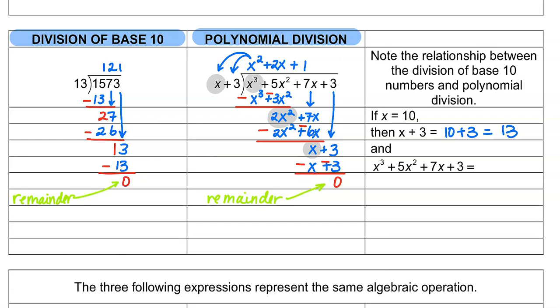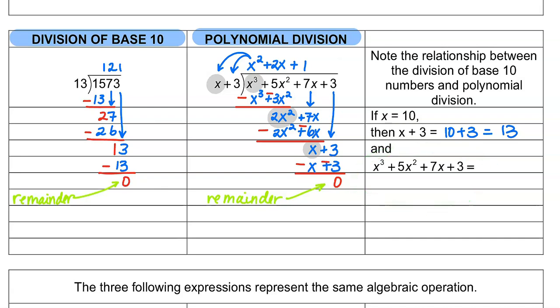13. Okay, so the x plus 3 here is 13, right? And this is 13, right? If x is 10, then that x plus 3 is 13. Notice that they relate really nicely there. Do you see it? Okay, so we see a relationship between these two. Okay, and let's take a look now at the next part.